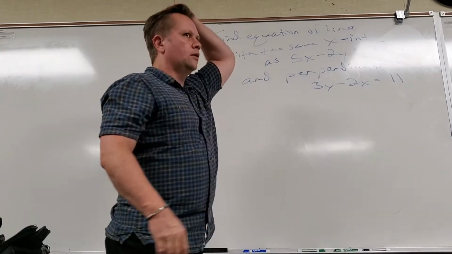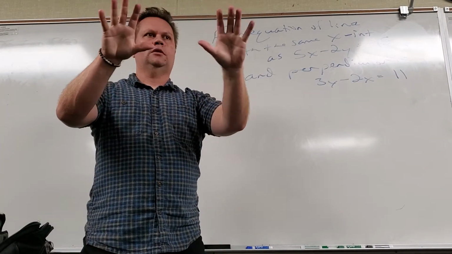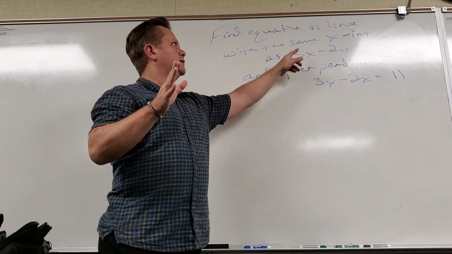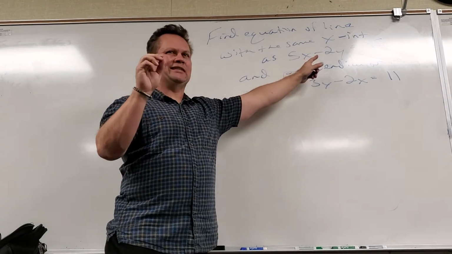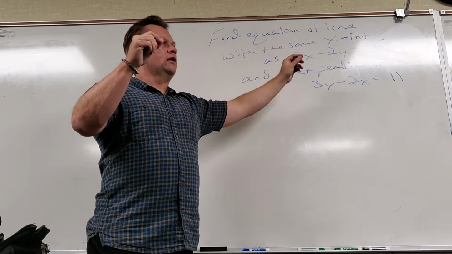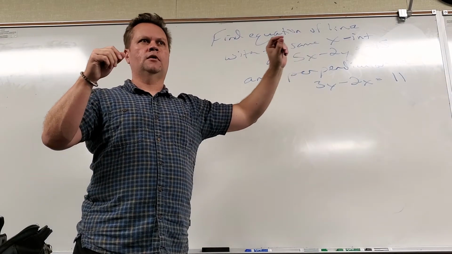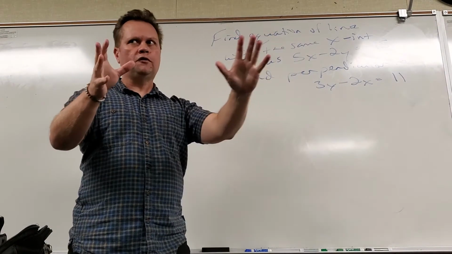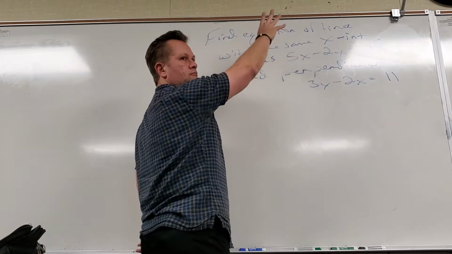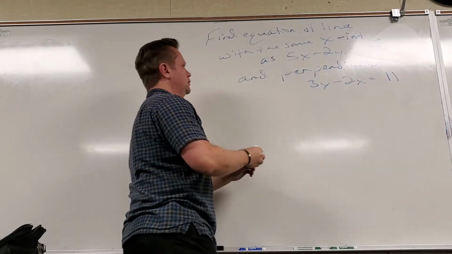So, does everybody get the idea what's going on here? Even if you're not sure what to do with this, you want a line that has the same x-intercept as this line's x-intercept. And our line has to be perpendicular to this one. So what you do for yourself, see how it says find the equation of the line. All right, forget the rest of it for a second. What two things do you need?